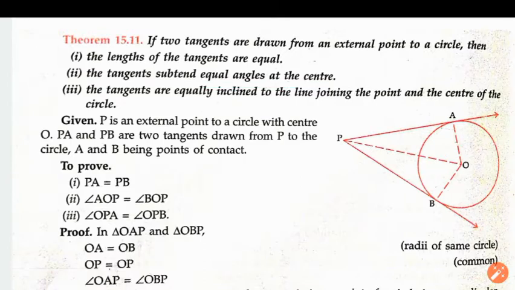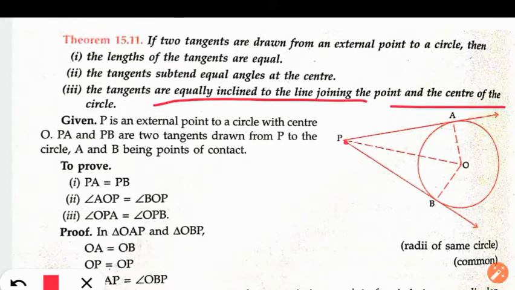And what is the third one? According to this theorem, which we are required to prove, the tangents are equally inclined to the line joining the point, meaning point P, and the center of the circle. That means this point. So the tangents are equally inclined. That means if we join this line, then the tangents are equally inclined. That means this angle must be equal to this angle. This is what we are required to prove.